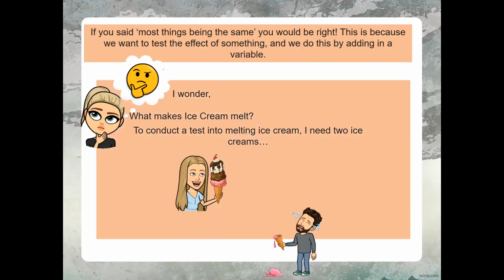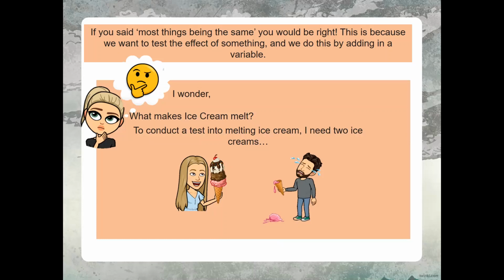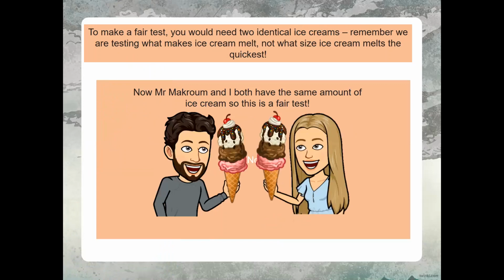I have one, and Mr. Macram has one. Is this fair? If you were with your brother or sister, and your mum said you could both have an ice cream, and your brother gets a huge one, and you are left with just one scoop, would that be cool? No. To make this test fair, you need two identical ice creams. Remember, we're testing what makes the ice cream melt, not what size ice cream melts the quickest.